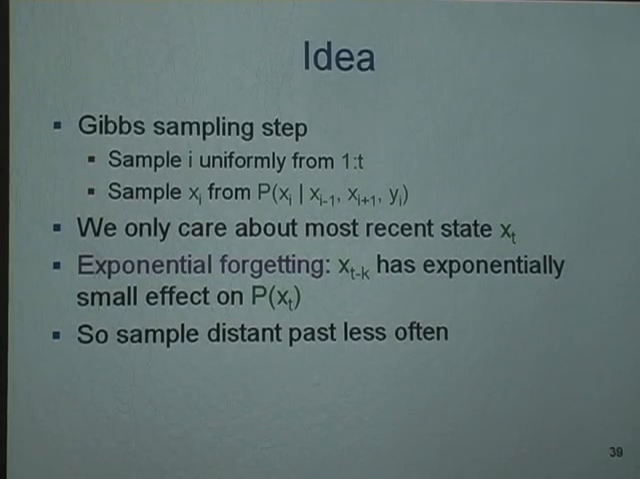And so the idea with our algorithm is that since we only care about the marginal distribution of xt, we should sample that more often, because that's the only distribution we actually want to be accurate. And the thing that supports this is that Markov chains have exponential forgetting, which says that the state k steps in the past in a Markov chain has an exponentially small effect on the distribution of the current state. So this is a property of the physical Markov chain. And what this means is that we don't need a very accurate estimate of the state 100 steps ago, say. So the algorithm is going to be sampling the distant past less often.